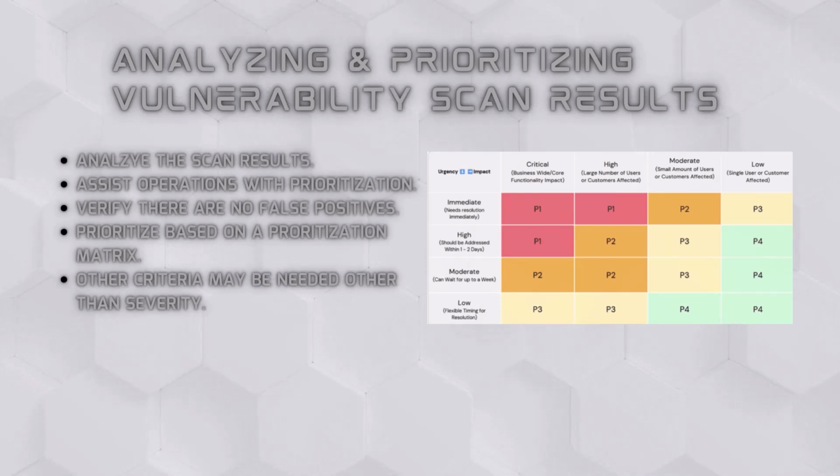Once the vulnerability management team knows the scan has executed successfully, the vulnerability management team can analyze the results. The goal here is to help the operations teams prioritize their remediation efforts. This is done by the vulnerability management team analyzing the results, looking for false positives, and prioritizing the results based on a prioritization matrix. Some vulnerabilities may have more of an impact due to their severity or environmental characteristics than other vulnerabilities, so you would need to remediate those first.